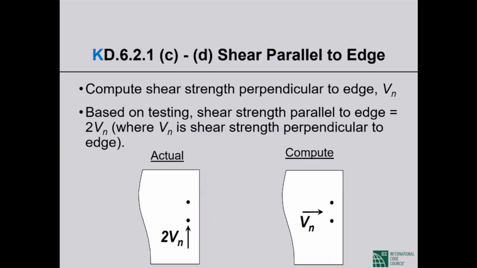And then based on testing, shear strength parallel to the edge would be just 2 times the perpendicular to the edge value, 2 times V sub n. If shear strength perpendicular to the edge is V sub n, shear strength parallel to the same edge is simply 2 times V sub n. This is crude, but this is what we have in Appendix D of 318. Even now, ACI 319 has the same thing, and in Appendix K you have the same thing.